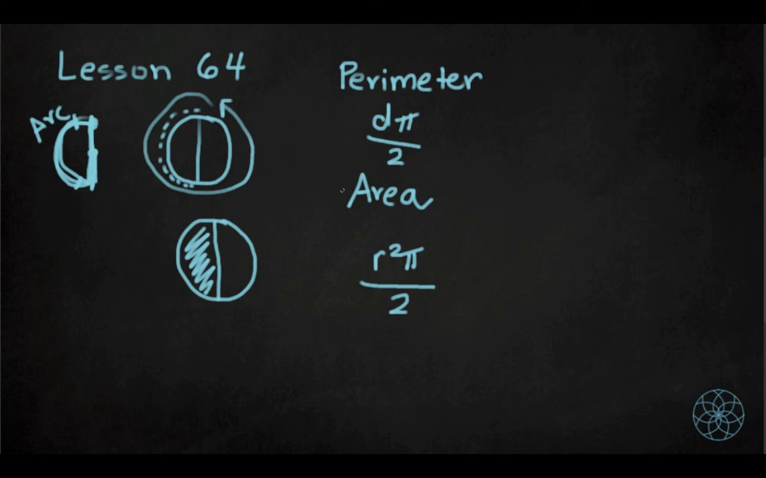All right, so this has been Lesson 64, calculating half circles, both the perimeter and the area of those half circles, also known as semicircles.